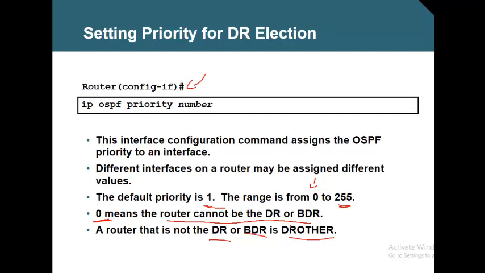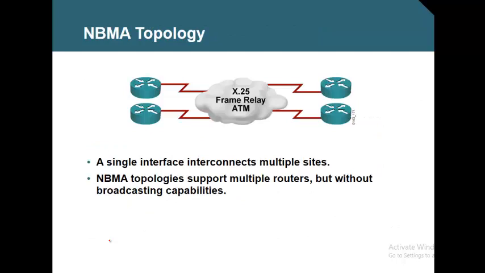Now on the same router, if you have one interface on this side, here it can be a DR or BDR, and on this side it can be a BDR or DR other. It is per segment, per LAN, per layer 2. NBMA, let's not get into it today. We'll see it in the next class.